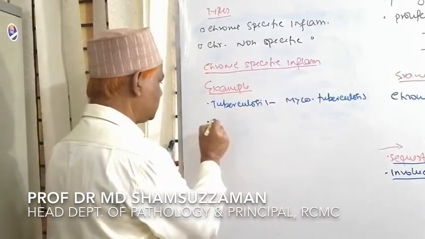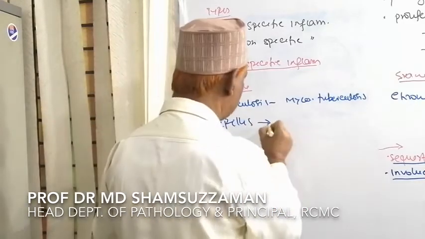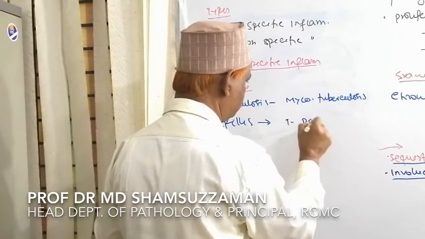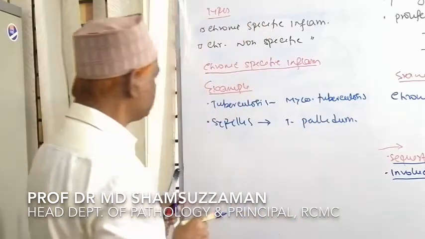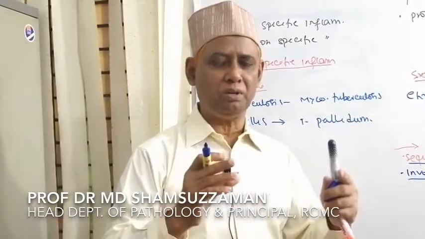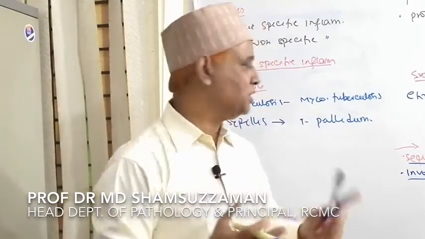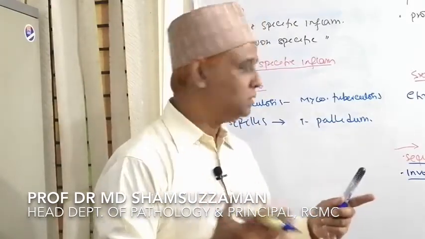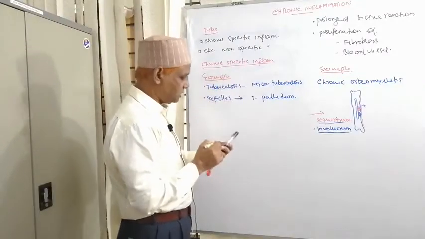Another is syphilis. You know, it is caused by Treponema pallidum. So if anybody suffers from syphilis, at the site of infection there are specific tissue changes, and those tissue changes are not found in tuberculosis or in any other diseases. So tuberculosis, syphilis, all are chronic specific inflammation.